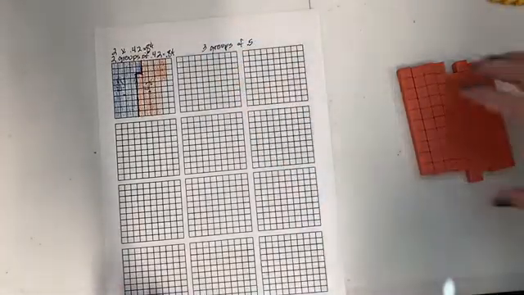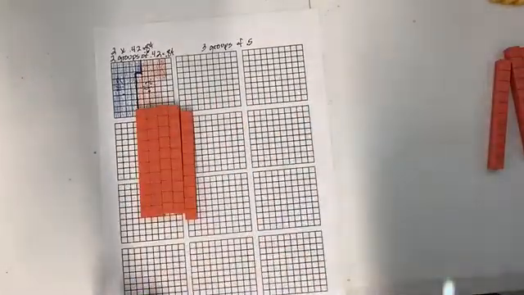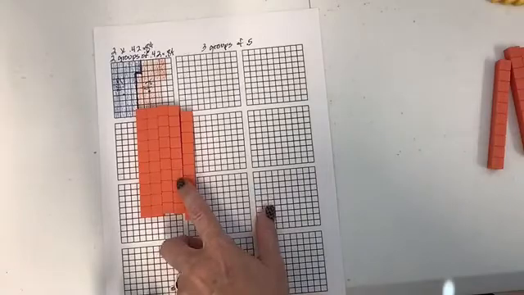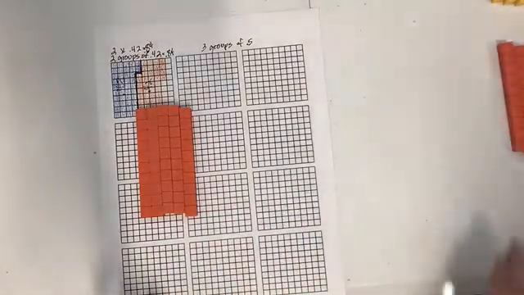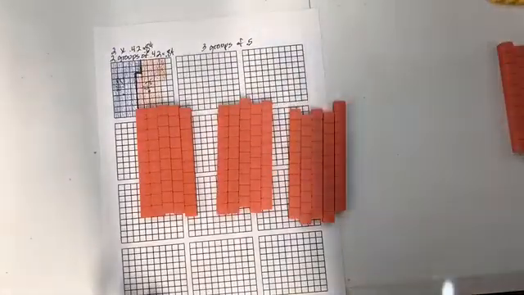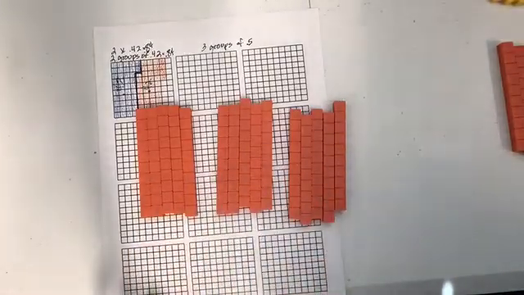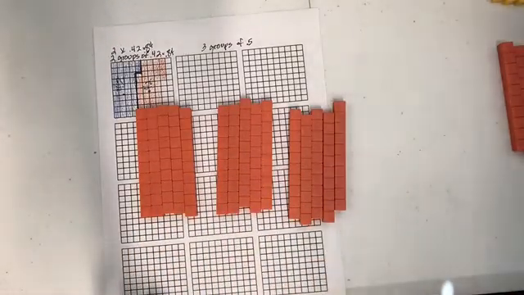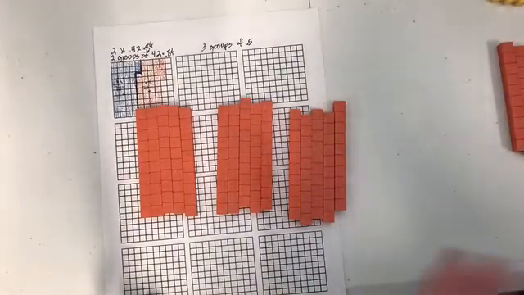Now, if I model that with base 10 blocks, this would be 1 group of 5/10. 1, 2, 3, 4, 5, and each one of these represents a tenth. Here's 2 groups of 5/10, and here's 3 groups of 5/10. So I can see I have 3 equal groups. Each one of them has 5/10 in it. And I want to be able to say, what's the product of 3 times 5/10?